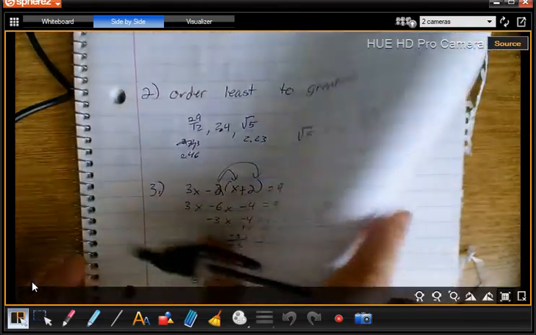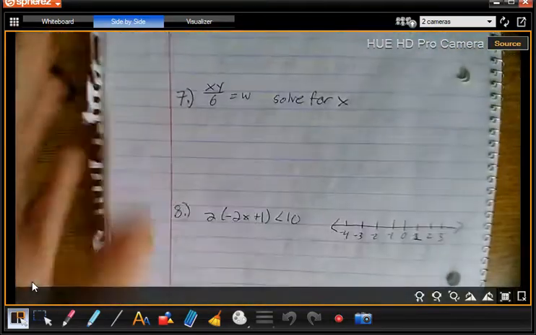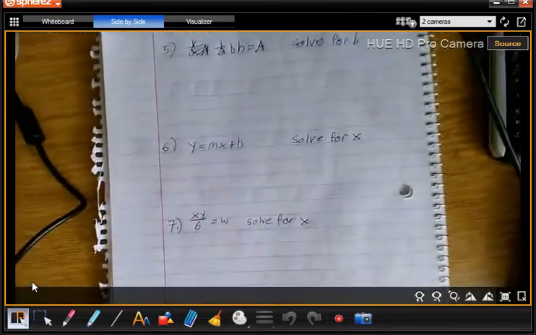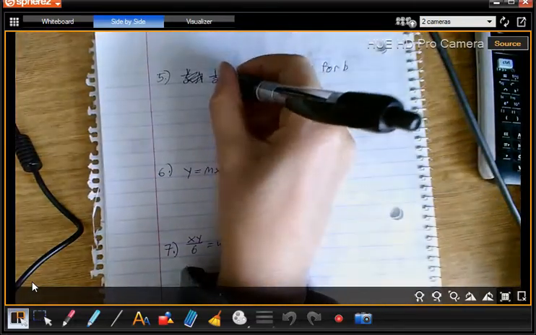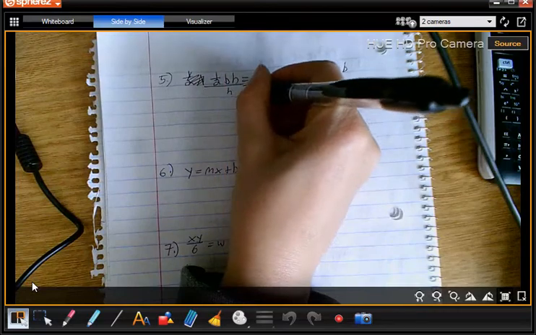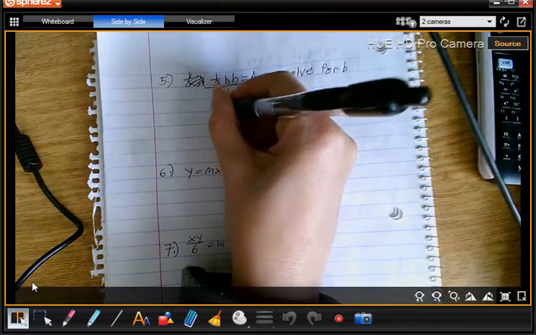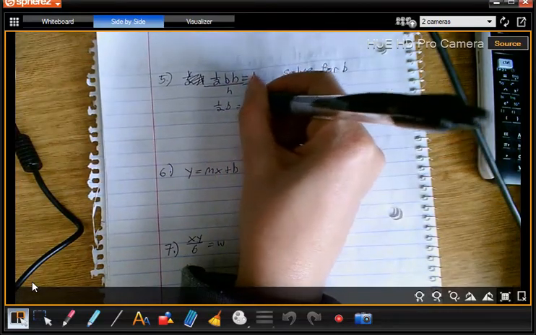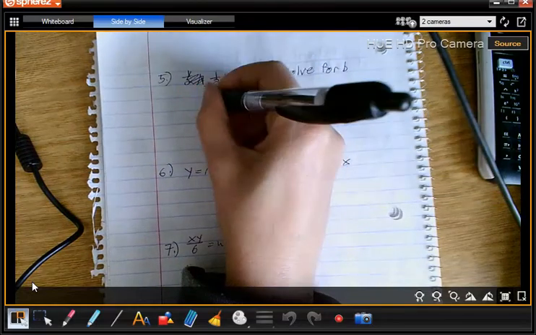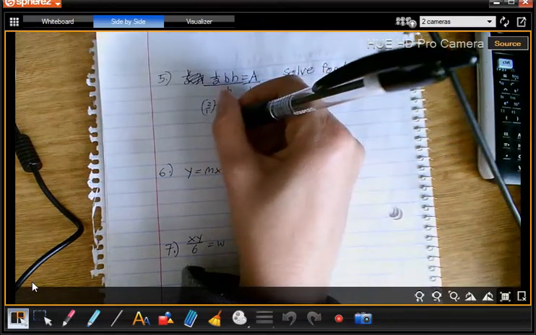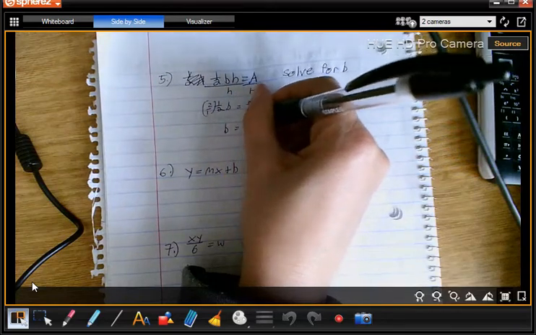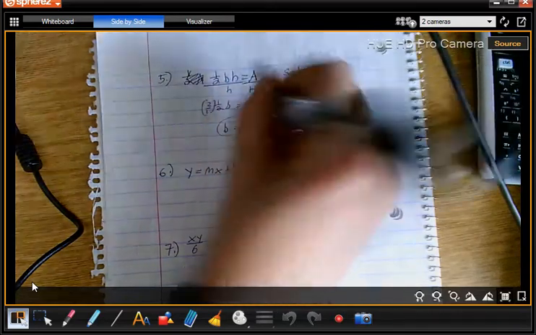All right, I'm going to turn the page over, and we're going to do some of those literal equations. All right, this one says solve for b. So the first thing I'll do is divide by h. And I get 1/2 b equals a over h. And then I'm going to times by the reciprocal. And I'm going to get b equals 2a over h. And that's my final answer.